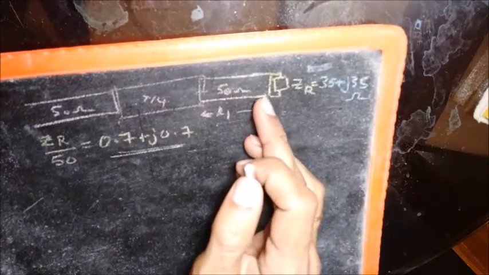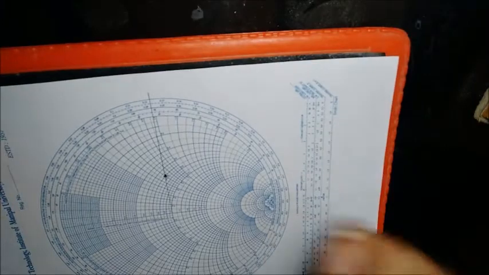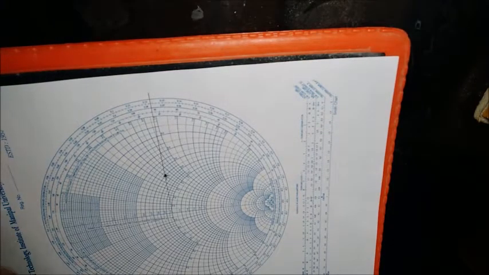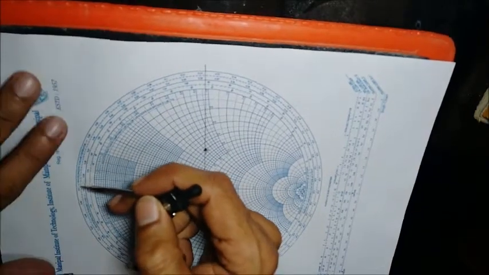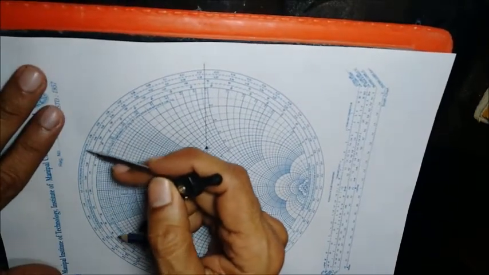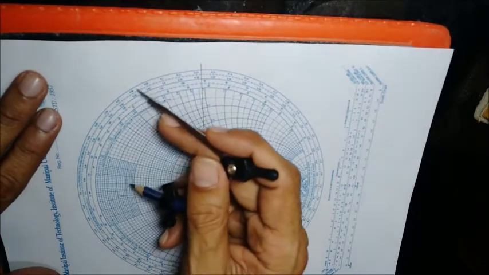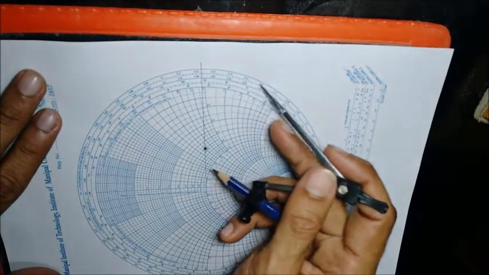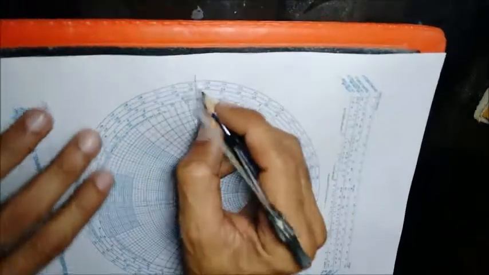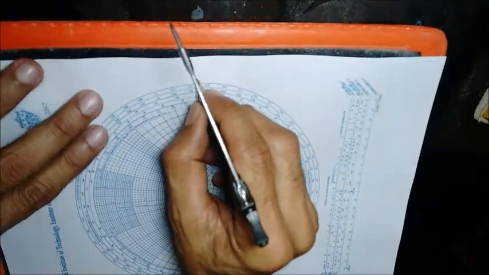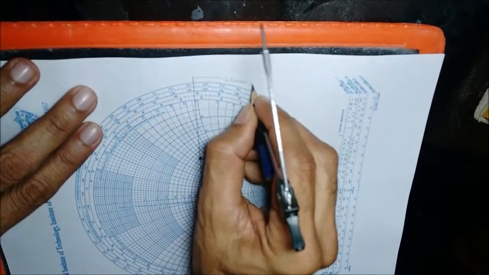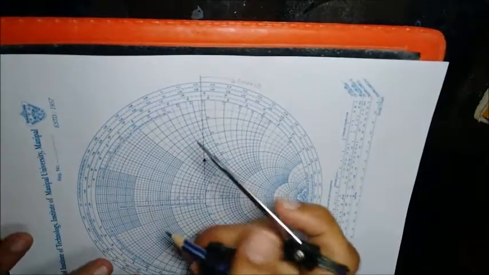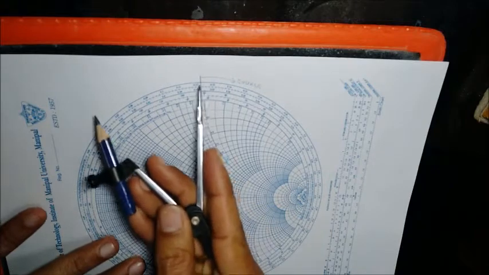So we need to move away from the load. As I explained earlier in the previous video, you can see here wavelengths towards generator. So if you move like this, you are moving towards the generator. This was explained. You are moving towards the source, the signal generator. So you have to move like this.